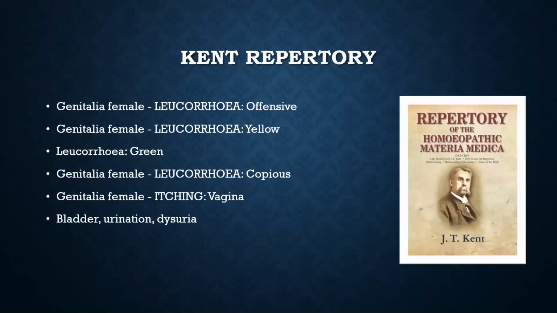Accordingly, in Kent's repertory, we search for the symptoms: leukorrhea offensive, leukorrhea yellow, or leukorrhea green in nature, that is a subrubric. Then leukorrhea copious, genitalia itching vagina, or bladder urination dysuria. So these are the correct, direct representations of the symptoms of vaginitis.